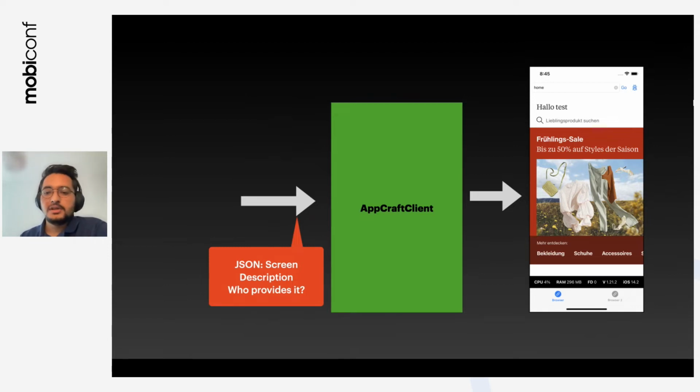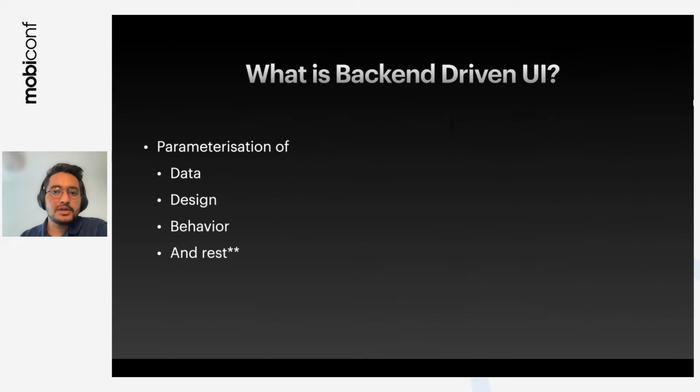So that's great. The question is, what does the JSON description look like and who provides this? Because nobody's going to hand type some JSON, right? It's ridiculous. Fortunately, that's where the backend comes in. And we have a rendering engine for now, but I'm going to talk a little bit later about that part.